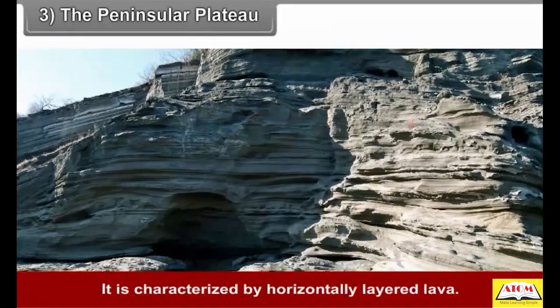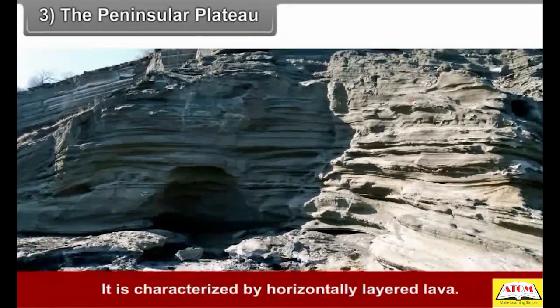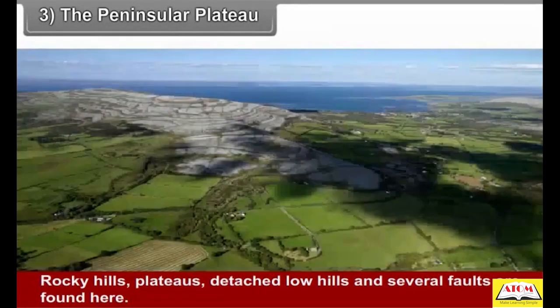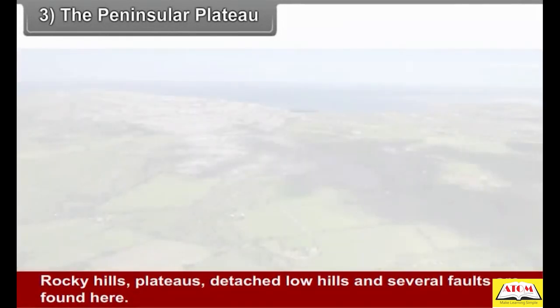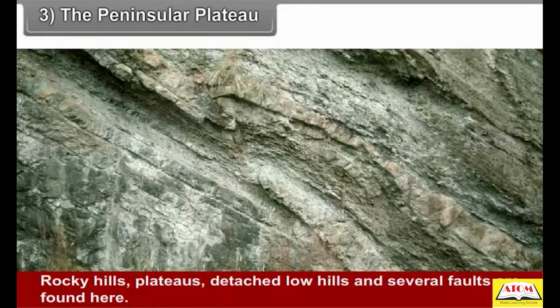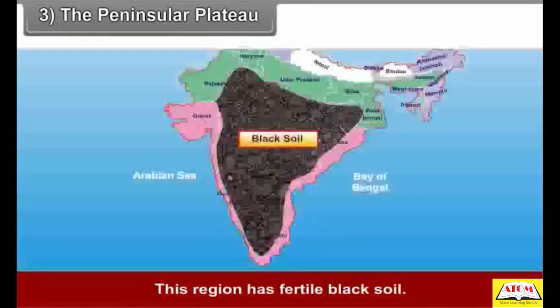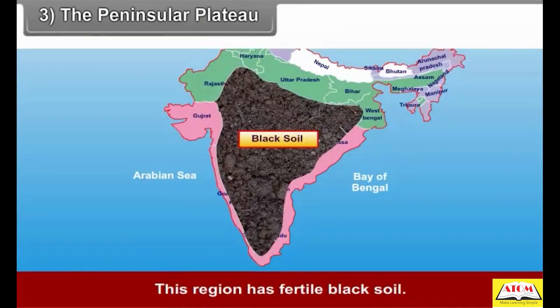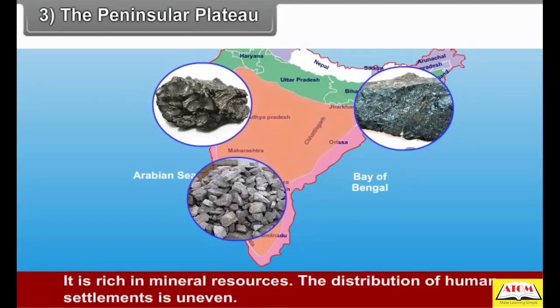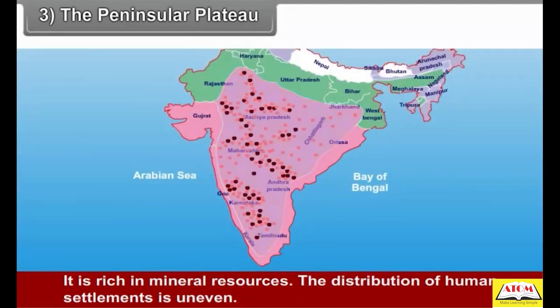It is characterized by horizontally layered lava. Rocky hills, plateaus, detached low hills, and several falls are found here. This region has fertile black soil. It is rich in mineral resources. The distribution of human settlements is uneven.